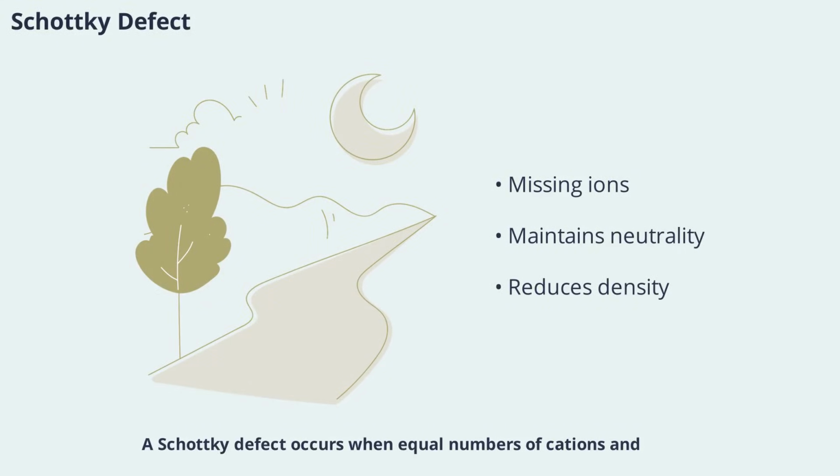Schottky defect occurs when equal numbers of cations and anions are missing from their positions in the crystal lattice. This maintains electrical neutrality but reduces the density of the solid. Schottky defects are common in ionic compounds like sodium chloride. These defects can influence the material's density and ionic conductivity.